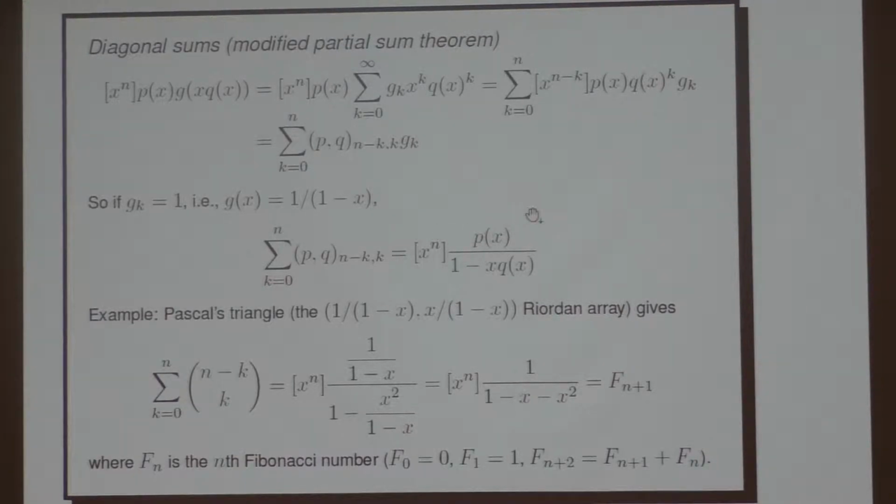Anyway, applying the same result, you end up with 1 over 1 minus x times q. So just for fun, let's see what happens with Pascal's triangle.